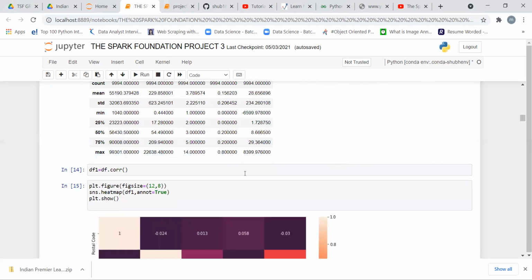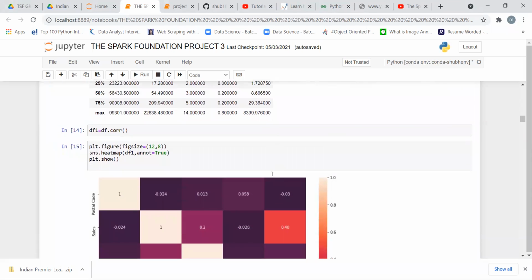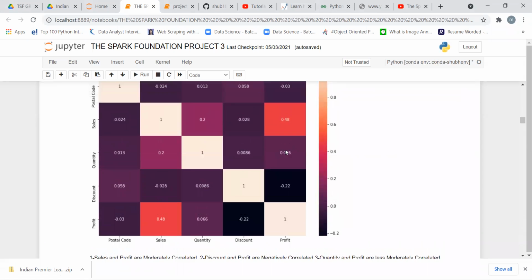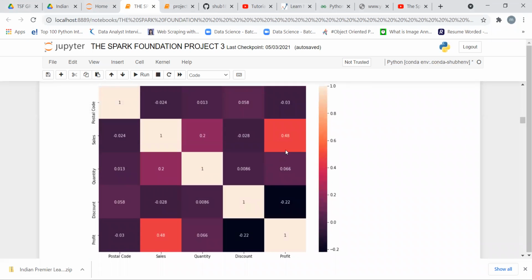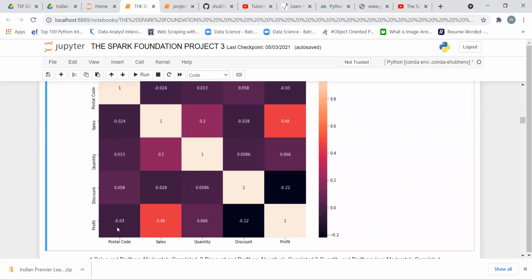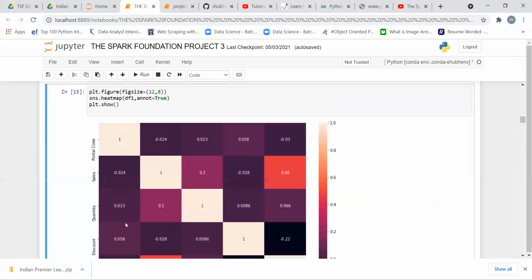So now we find the correlation of the data set. We use a heat map to determine the correlation between profit, quantity, sales, and postal code. Here we see that profit and postal code have a negative relationship. It is very weak, so we ignore this point. We cannot use postal code for determining the profit.